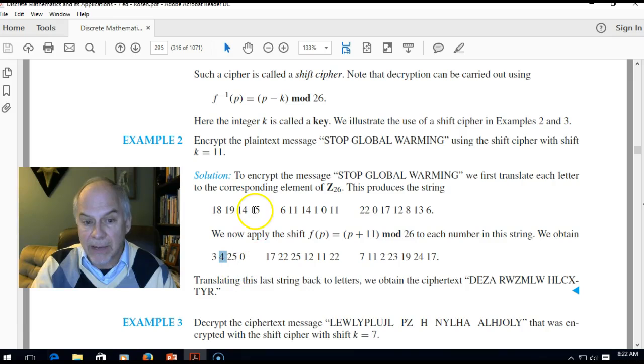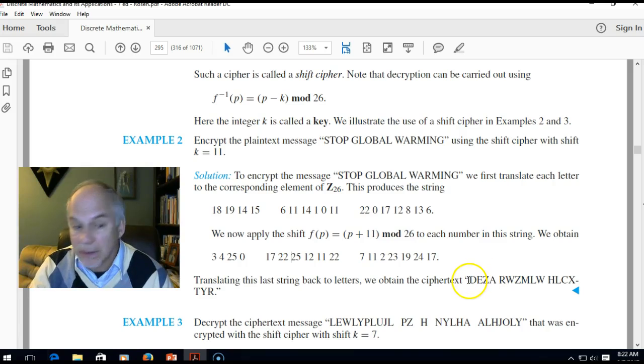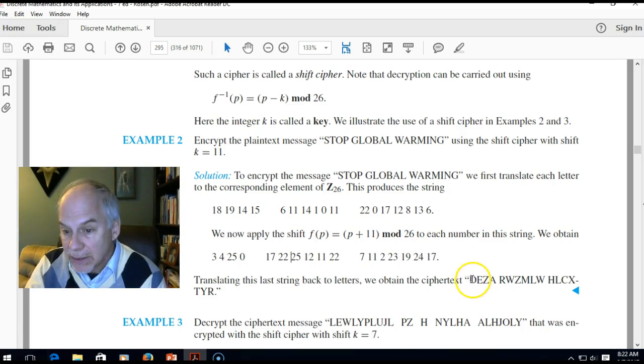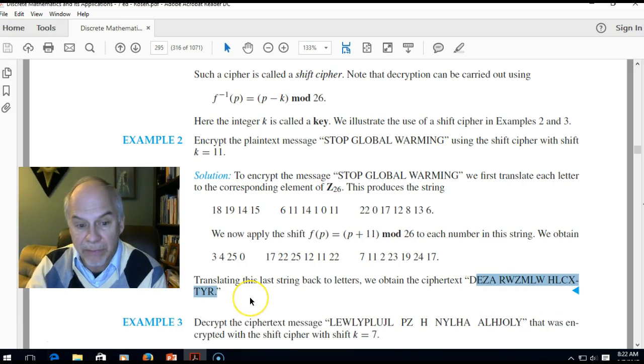14 to 25, 15 to 0, etc. All right. So that shows how it was encrypted. So the encrypted message, or the ciphertext, that's what we call the encrypted message, ciphertext, is this message here at the bottom of that example.